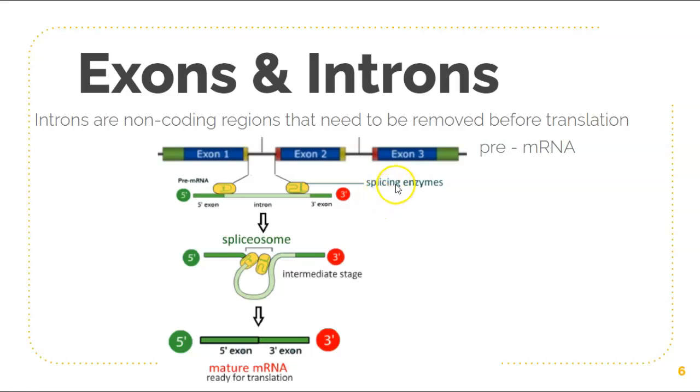And so what happens is you have these splicing enzymes that come in and cut where that intron is, and they bend this whole section together and eventually splice out the intron that was there because it's a non-coding region, and then you're left with just the exons themselves, which is now what we actually want. That's all we care about.